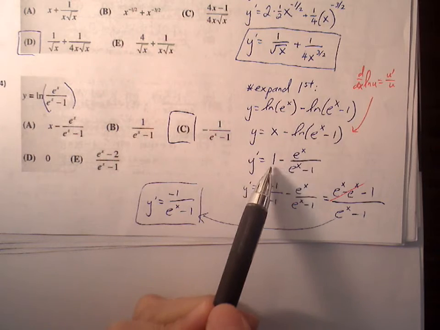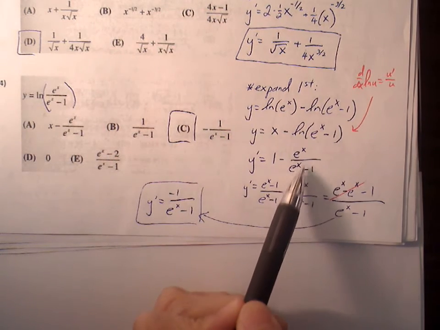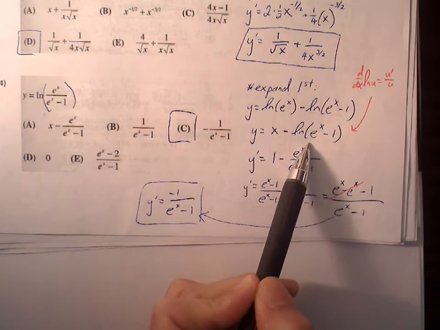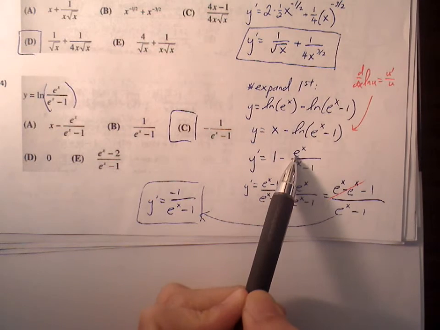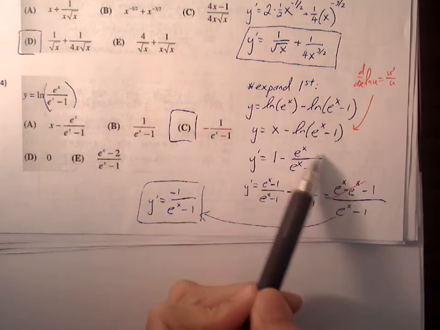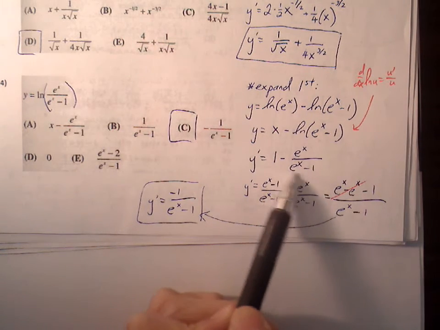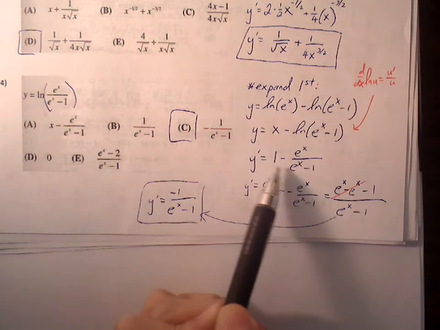So x becomes 1, natural log of u becomes u prime over u. The derivative for e to the x is e to the x times 1. Negative 1 goes to 0, divided by the full denominator, and then we have our answer.